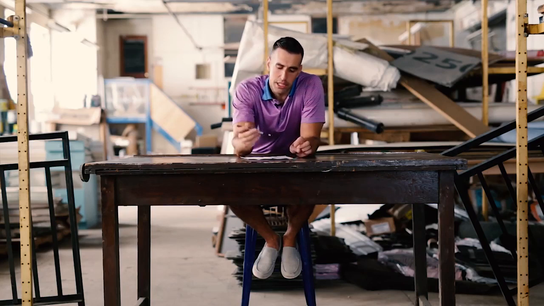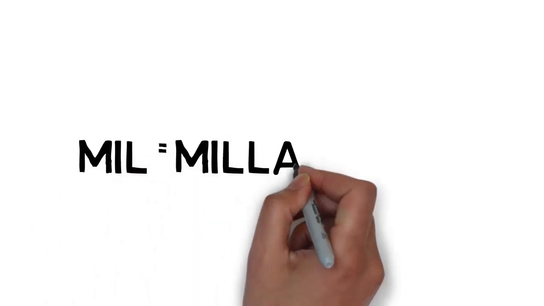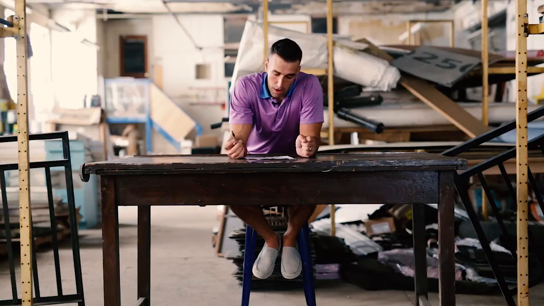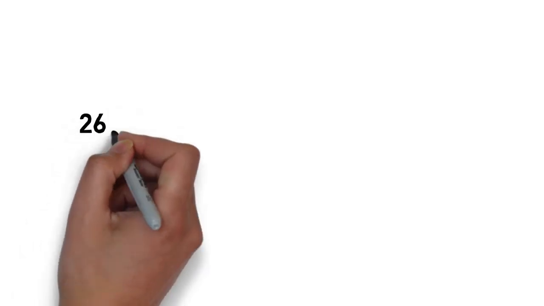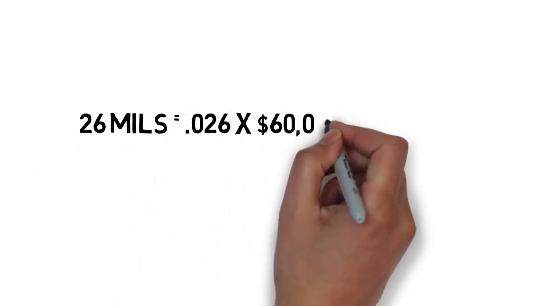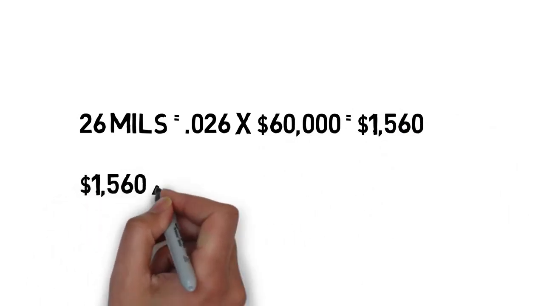Joe, what is a mill? What does mill mean? Jargon. Good catch, Benjamin. A mill is the millage rate. In our city of Pittsburgh, that's how they calculate the taxes. So, for instance, if our millage rate is 26 mills, that is 0.026 times the assessed value of the property. That's how you get your annual taxes.